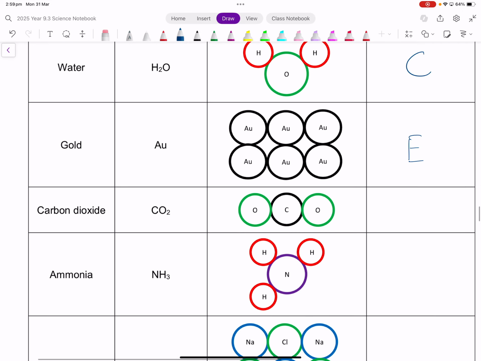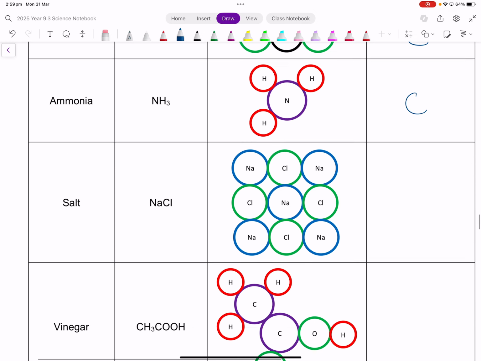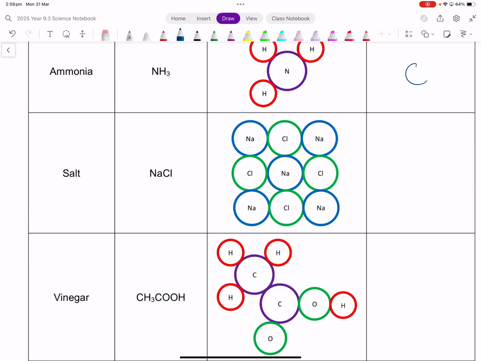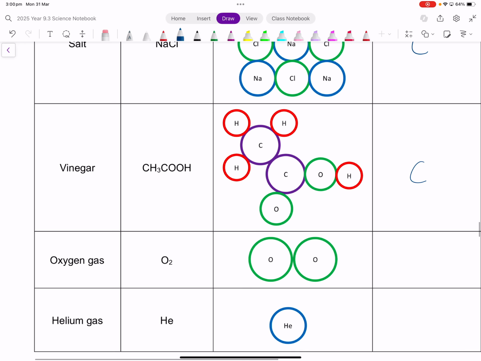All right, shout it out for me. Carbon dioxide, what is it? Compound. Ammonia, what is it? Compound, very good. Salt. Vinegar. Oxygen gas. And helium. Very good. All right, it's time to go and do our practical.